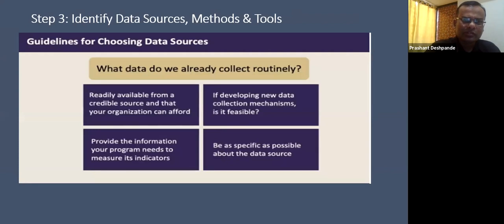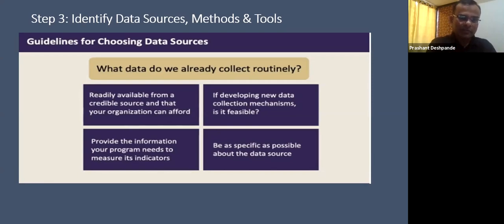So whatever data sources we have, we have to see carefully, because when we developed the indicators, we saw that the feasibility of the indicator should be feasible. So is it feasible for the organization to get that data source? Is it available within the program, which we are collecting routinely, or is it available with the stakeholders readily?